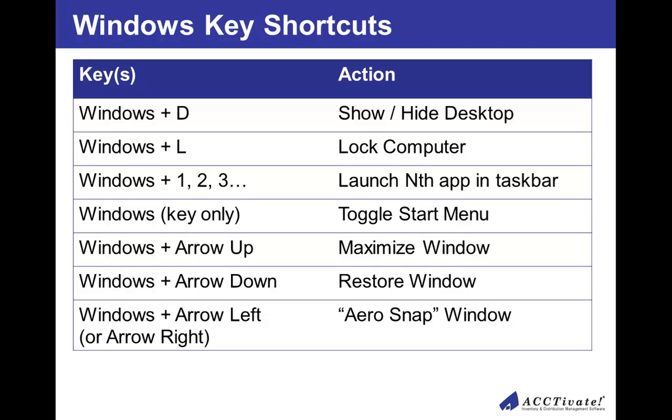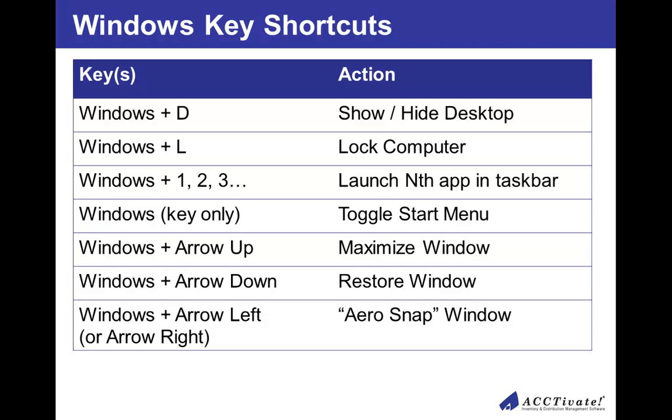Windows L, anytime you leave your desk or you go to lunch or you leave for the day and you want to keep everything running, you want to keep your open ACCTivate software, your open Outlook, you just want to lock it so no one else can get to your computer, just quickly hold down the Start button or the Windows key on your keyboard and then tap L, and that will lock your computer.